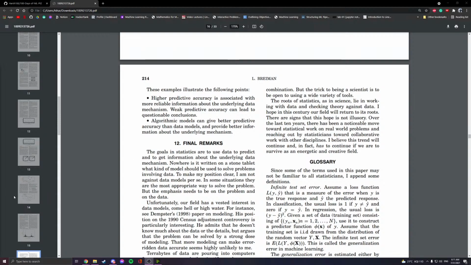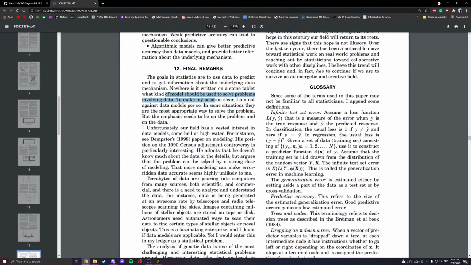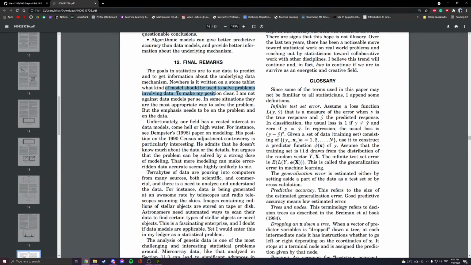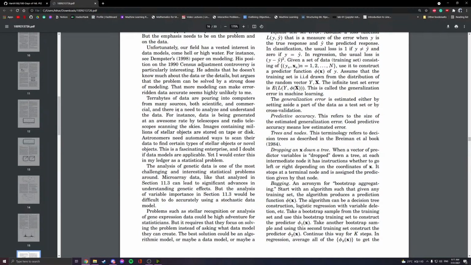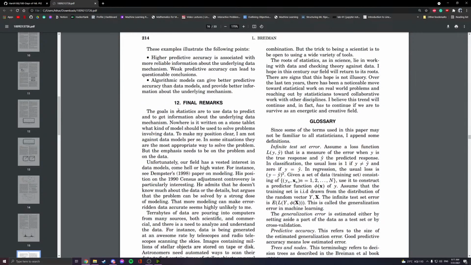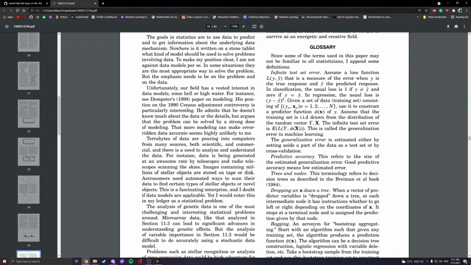Okay, so final remarks just concludes things. It talks about what the goals are in statistics. So it's necessarily to predict and get information from underlying mechanism. And he eventually goes over the fact that people have just been attached to data models, and that's not necessarily the right attitude to have in the current day, especially when machine learning models are doing such a great job.